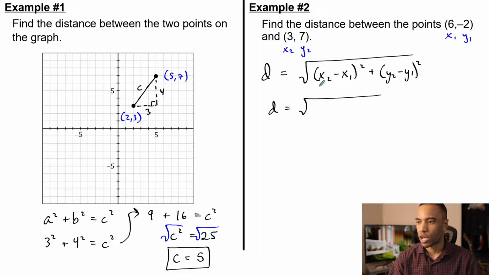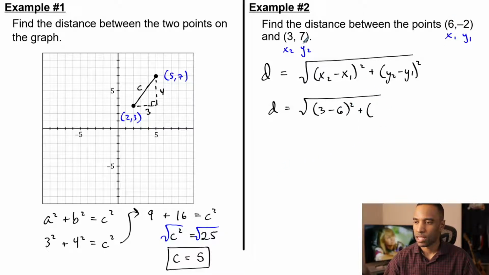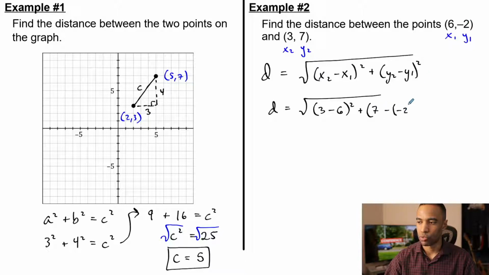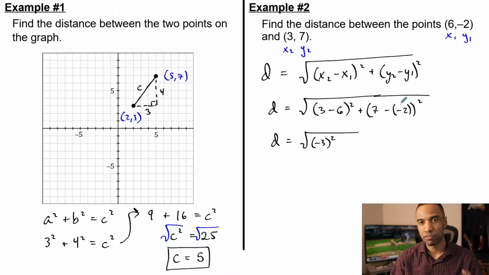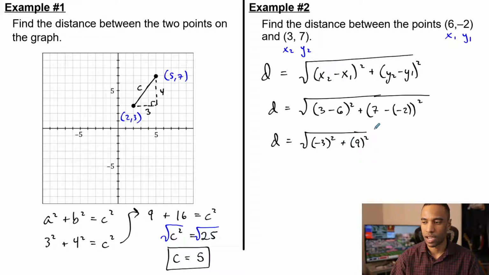So square root of. So x2 is 3 minus x1 is 6. And I'm going to go ahead and square that. And then y2 here is 7. And then minus, I'm going to subtract negative 2. Remember, subtracting a negative isn't just subtraction. It actually becomes addition here. So 3 minus 6, I get negative 3, and I'm going to square that. 7 minus negative 2 becomes 7 plus 2, and that's 9. So I'm going to square 9 there.